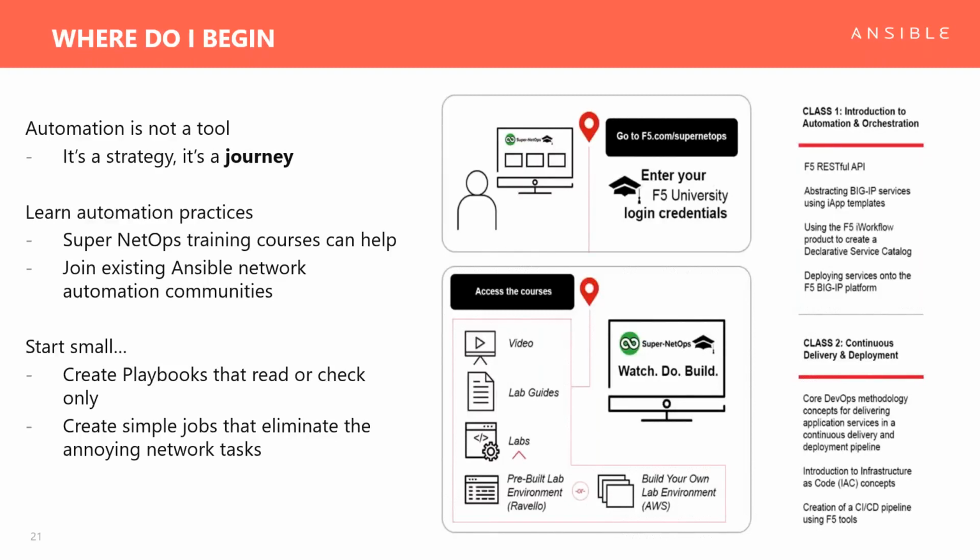To learn about how to automate F5 in general, we have a great training called SuperNetOps. You can go to f5.com/supernetops and learn how to automate F5. There are a lot of Ansible network automation communities to learn about Ansible. And, as Eric mentioned, to get started, create small playbooks, start small, just read some content from your device, and then create complicated workflows using your playbooks.